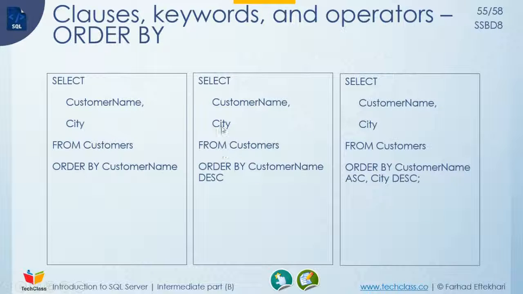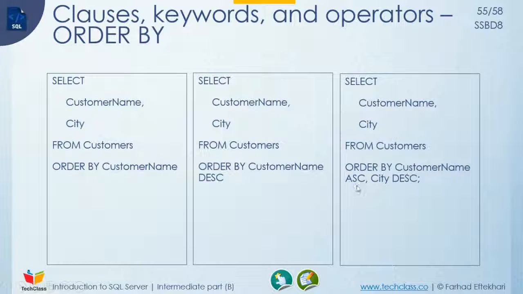In this other example, we want to order and sort them from Z to A. If we mention DESC, which stands for descending, then it's going to be ordered in the opposite direction. But if we don't mention it, or if we write ASC, then it's going to be sorted from A to Z.